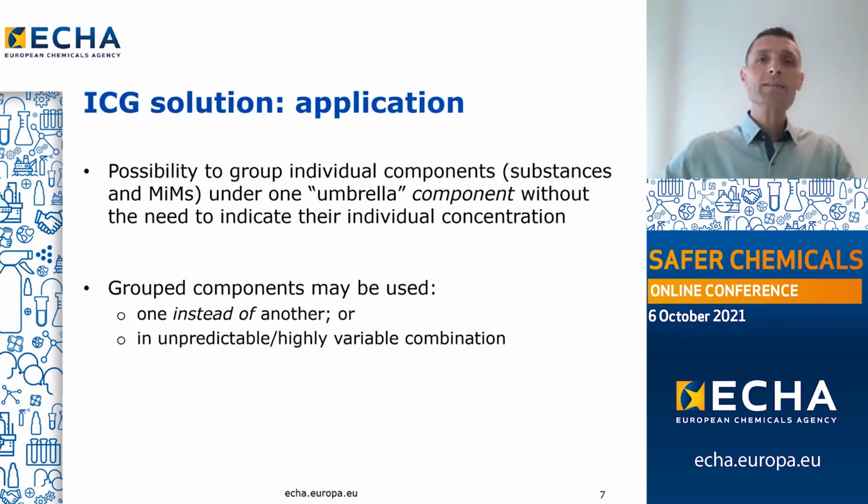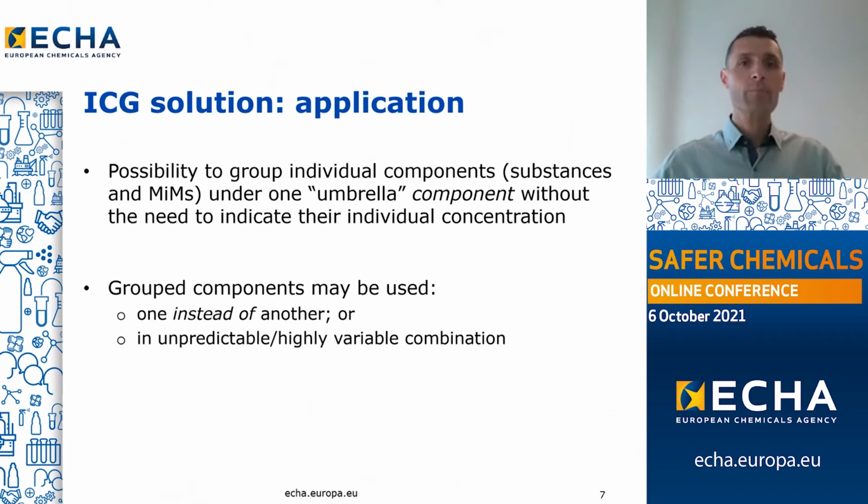Now, the ICG solution, as we said, is basically the possibility to group individual components, which can be either substances or mixtures, under, let's call it, an umbrella component, without the need to indicate the specific individual concentration of each component. Grouped components may be used, as we saw in the previous example, one instead of the other, or they simply can be used unpredictably, not necessarily one or the other. They can be used in a variable relative concentration.